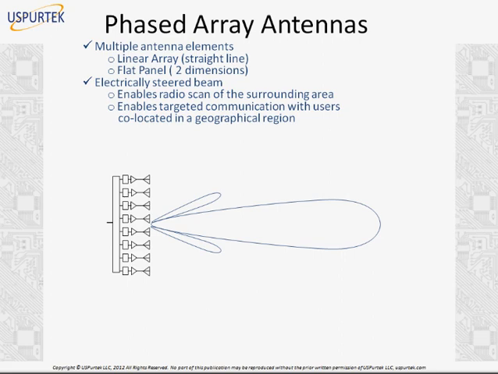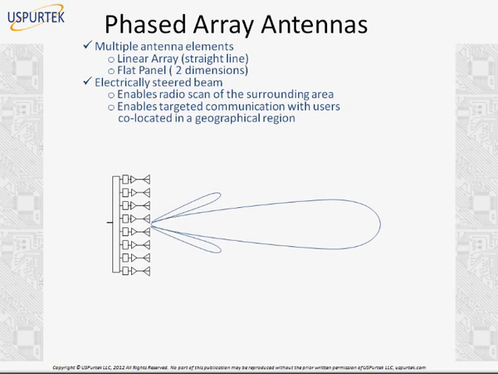We want to move it left, right, up, down; we can move in that direction. So this will enable us to scan or do a radio scan of the surrounding area, like a typical radar application, or we use targeted communication with users. Let's say we have a group of users in a certain geographical region. Like when you're in the battlefield, the military needs to transmit signal in a specific direction. So they will typically have phased array antennas.